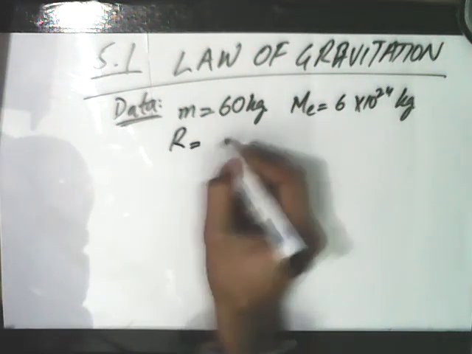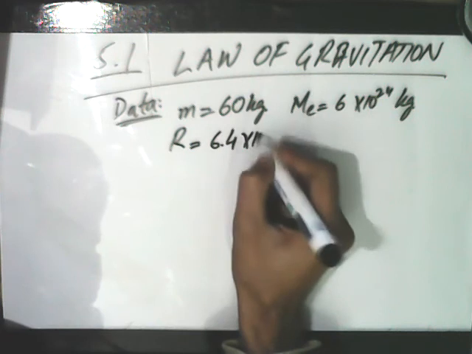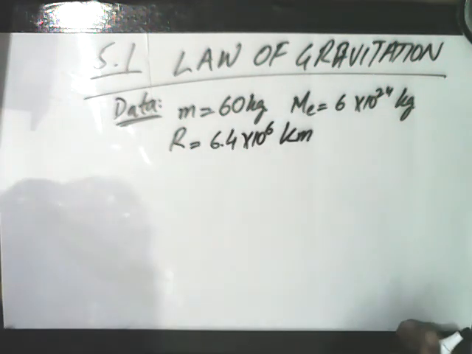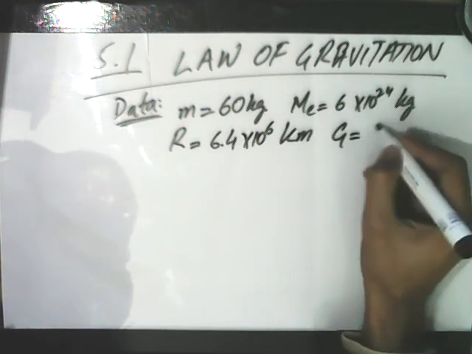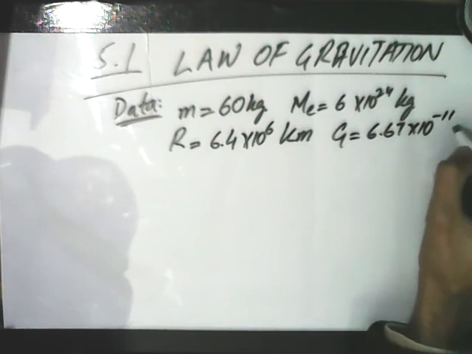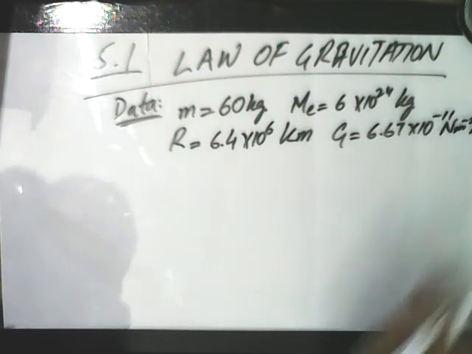And the radius of Earth, which is 6.4 into 10 to the power 6 meters. This is what we know, right? And obviously the value of G, which is 6.67 into 10 to the power minus 11 Newton meter square kilogram minus 2, right?